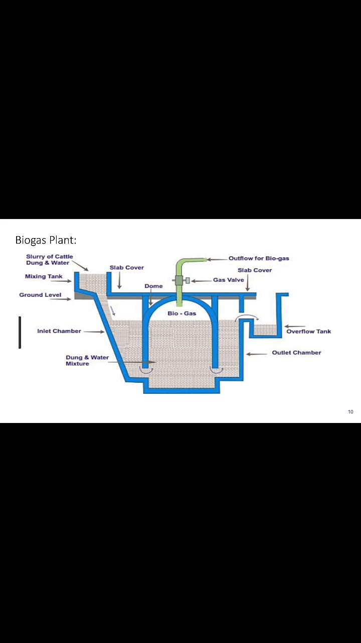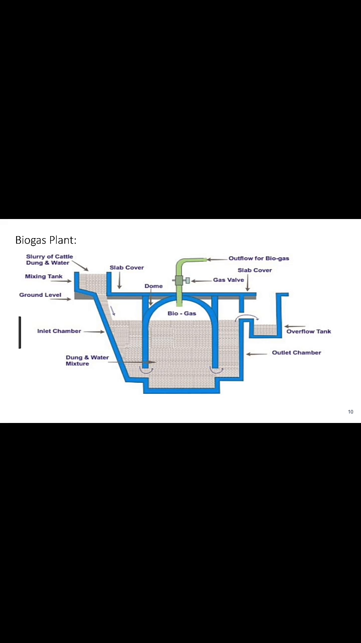Now, how does the plant work? The slurry made by mixing cattle dung and water in equal proportion in a mixing tank is fed into the digester tank via the inlet chamber till the slurry level becomes nearly equal to the cylindrical top level. In about 50 to 60 days, the biogas plant starts functioning. During this time, the cattle dung undergoes fermentation in the presence of anaerobic bacteria with a gradual evolution of biogas, which starts collecting in the dome-shaped space.